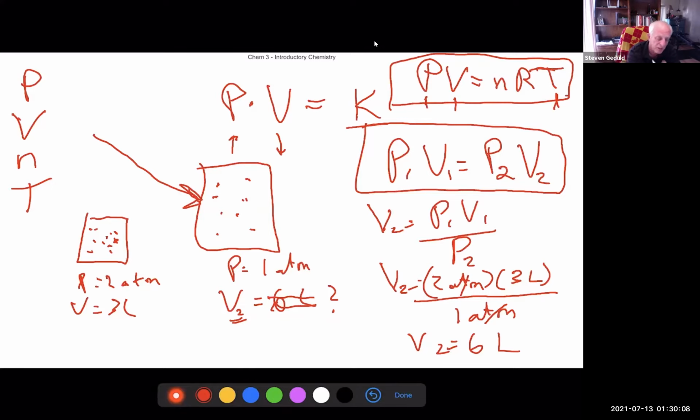So I got pressure, volume, N, and then R. This is your ideal gas constant. And R is equal to 0.08206 liters atmospheres per mole per Kelvin.